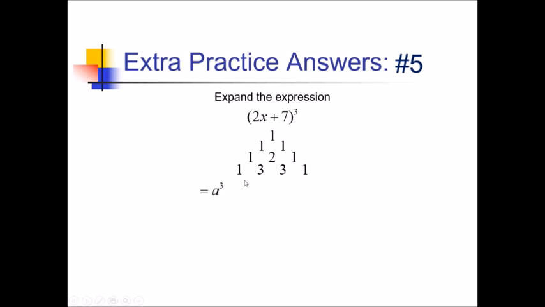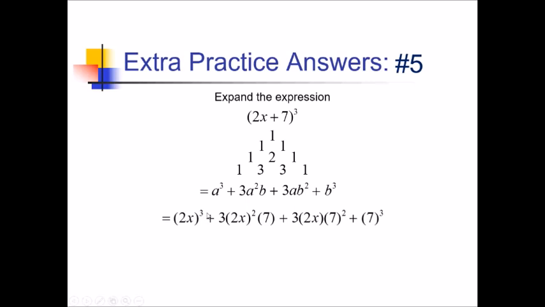And next we're going to have 3a squared b to the first, plus 3a to the first b to the second, plus 1 a to the 0, which we don't have to write, and then b to the third, which we do need to write. Okay, so the a is going to be 2x from this parentheses, and then b is going to be the 7 here. So for this first one, we have (2x) cubed, plus 3 times (2x) squared times 7, plus 3 times 2x times 7 squared, plus 7 to the third.